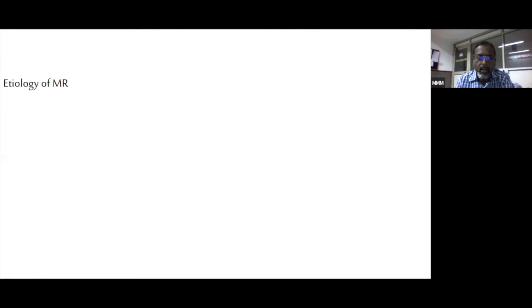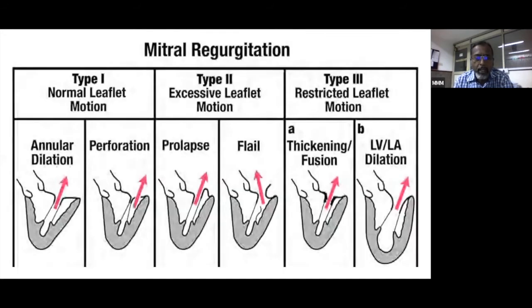If you look at the etiology, you can classify into type 1, 2, 3. Type 1 is normal leaflet motion, which may be due to annular dilatation or perforation of the leaflets. Type 2 is excessive leaflet motion. There may be a prolapse, where the tip of the leaflet lies below the annular plane, and a flail, where the tip lies in the left atrium. And type 3 is restricted leaflet motion. It can be restricted only during diastole, or during both systole and diastole.